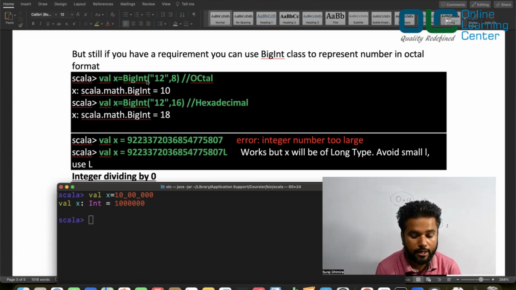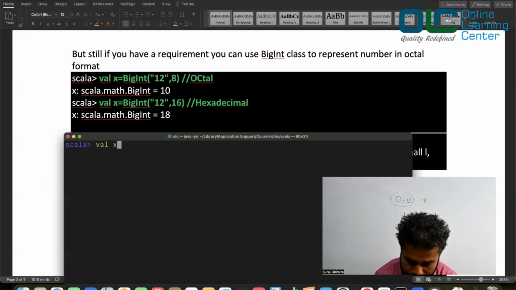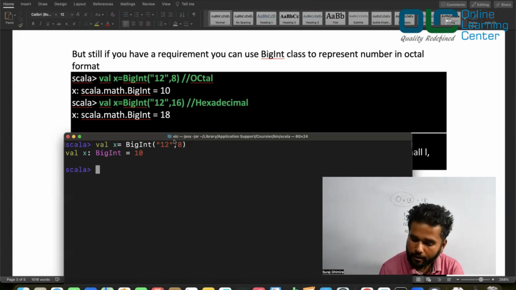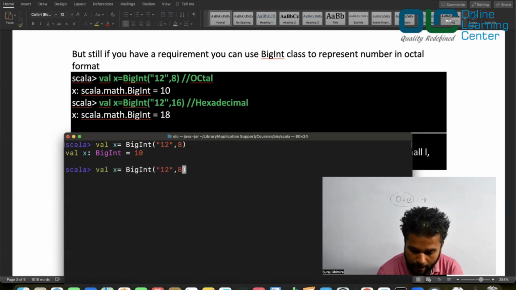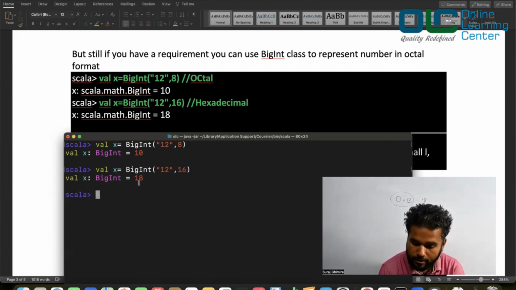But if you still want to represent that with octal, then what you can do is use another class called BigInteger. That can still be used to represent the octal number or hexadecimal number. Check this out. Let's say x is equal to BigInteger, and I want to represent this 12 in octal format. Then what does it give you? It gives you 10. The octal format of 12 is 10. Similarly, if I say I want to represent this with 16, that means hexadecimal, then it's 18.